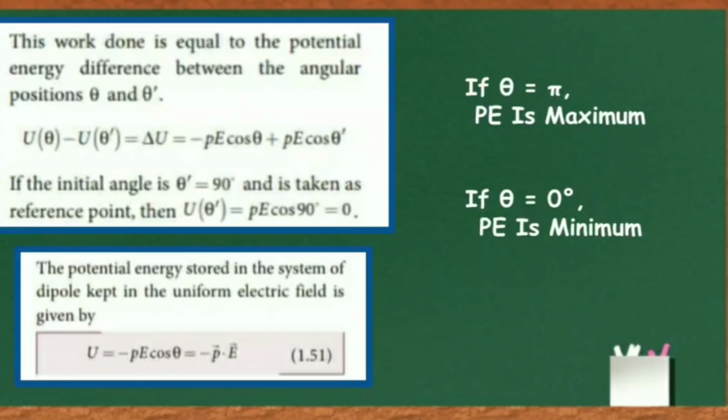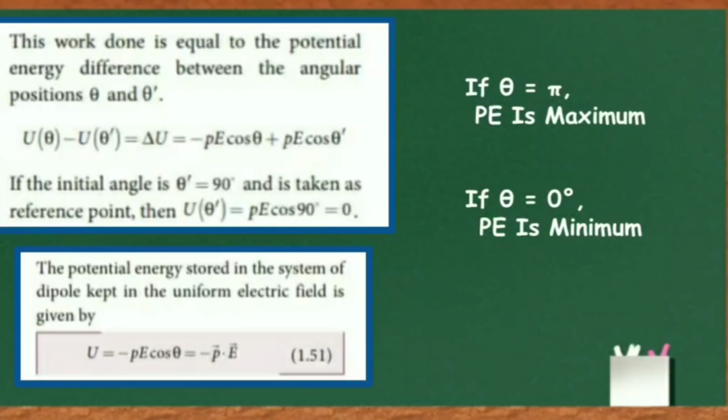When theta is equal to pi, cos pi is minus 1, so U is equal to minus pE times minus 1, which is minus into minus becomes plus, so U is equal to pE, the maximum value. If theta is equal to 0 degree, the potential energy is minimum. When you take cos 0, U becomes minus pE, and that is the minimum value. So this potential energy varies between minus pE and plus pE, as we have studied so far.